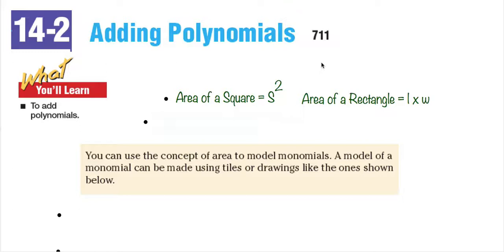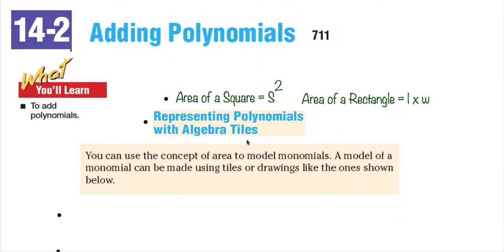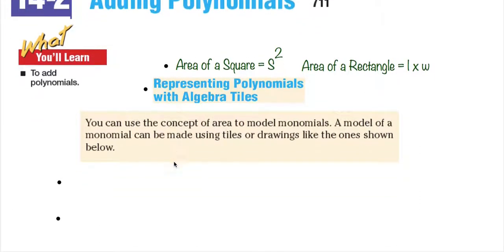Algebra tiles let us model adding and subtracting polynomials. But let's add polynomials first. Let's represent polynomials with algebra tiles. You can use the concept of an area model to model monomials. A model of a monomial can be made using tile drawings like the ones shown below.